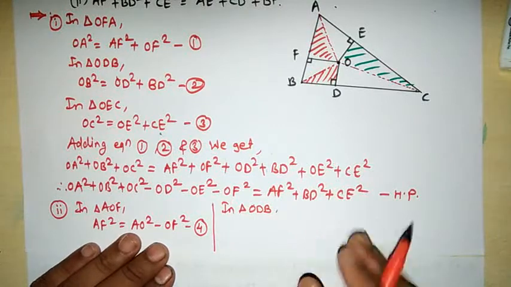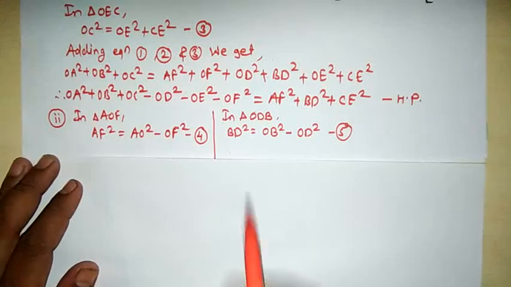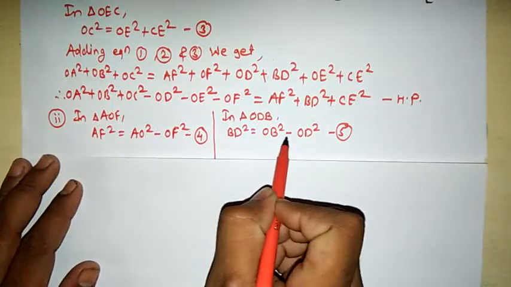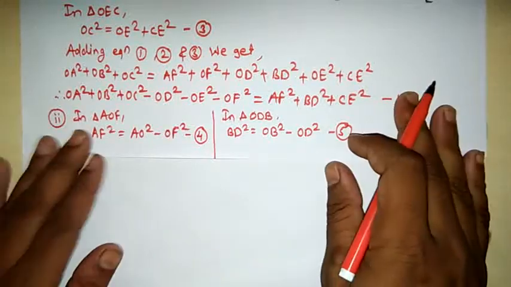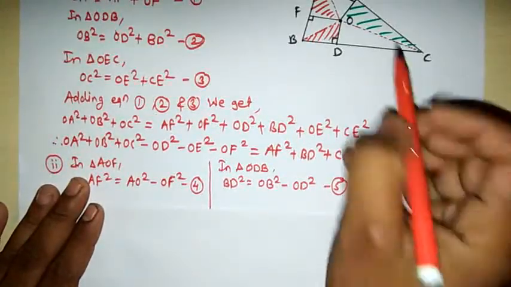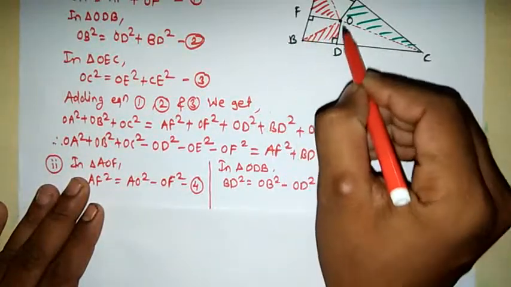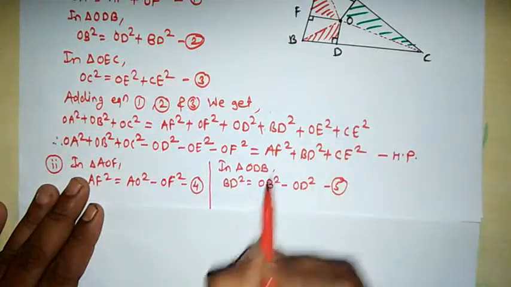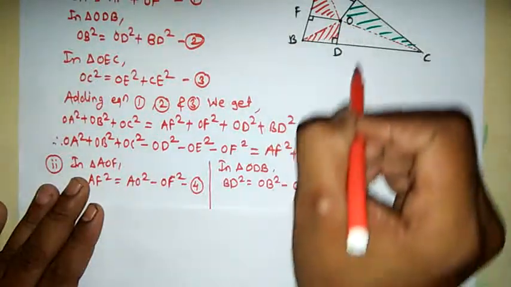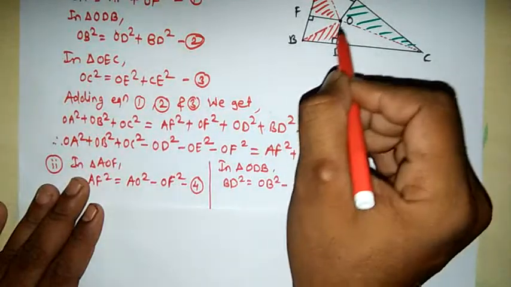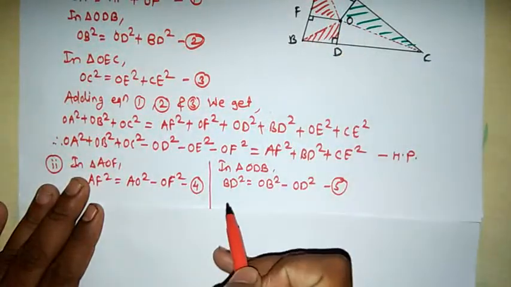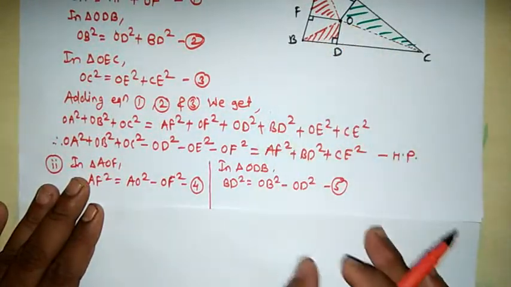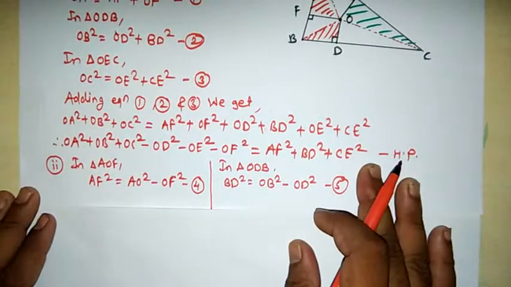In triangle ODB we got BD square is equal to OB square minus OD square. From triangle OBD, or you can say ODB, we got OB square minus OD square is equal to BD square from the Pythagoras theorem. And what do we want in the next proof?